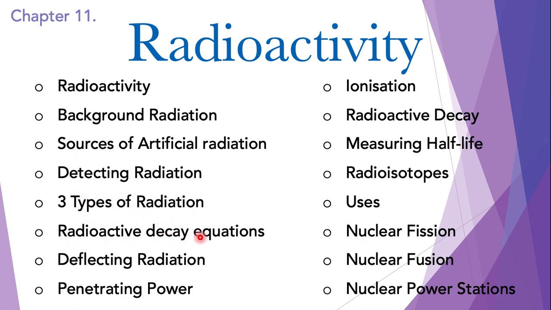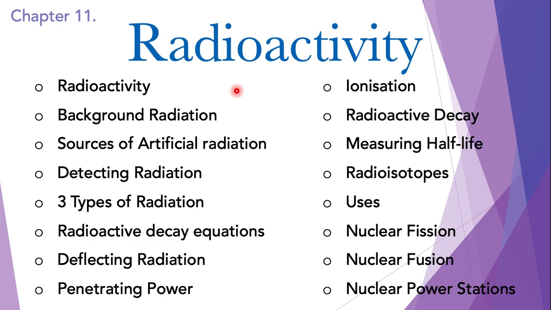After this, we're going to understand radioactive decay equations, deflecting radiation, and the penetrating power of the three radiations. We're going to learn the ionization of these types of radiation. Then we're going to see what radioactive decay is and half-lives, how we measure these half-lives, what radioisotopes are, what the uses of radioisotopes are, and in the end we're going to learn about nuclear fission, nuclear fusion, and nuclear power stations. So this is going to be all about radioactivity.